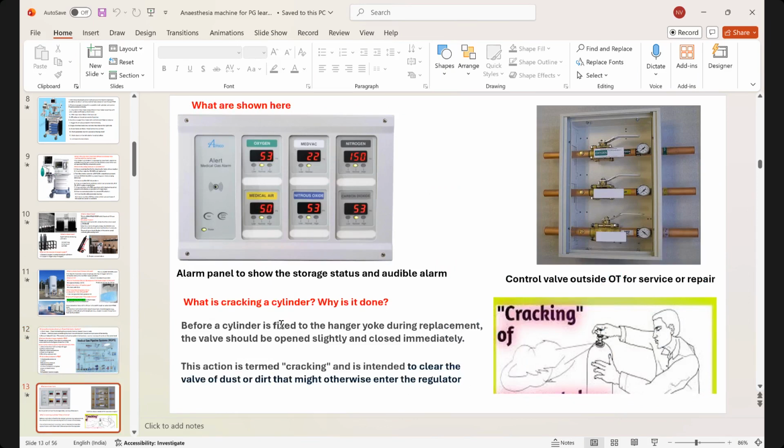And this is the common question of asking about cracking the cylinders before fixing them. Especially the portable compressed gas cylinders should be slowly opened to remove any oil or dust particle at the outlet of the cylinder, so that there is no fear of fire or explosion. So it is called the cracking of the cylinder. So you open the cylinder and close it and then fix it.